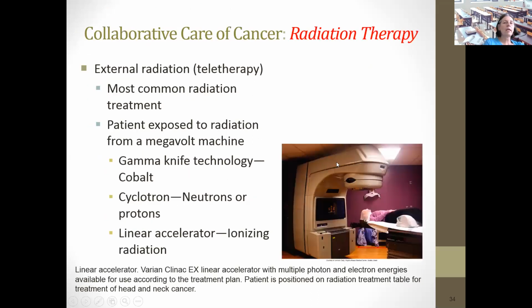So external radiation is called teletherapy. It's given through a cyclotron or a linear accelerator, and to some extent through gamma knife technology. Gamma knife surgery is actually a surgery where you use a targeted cobalt to excise the tumor. But the cyclotron and the linear accelerators are the most common external beam radiation there is.